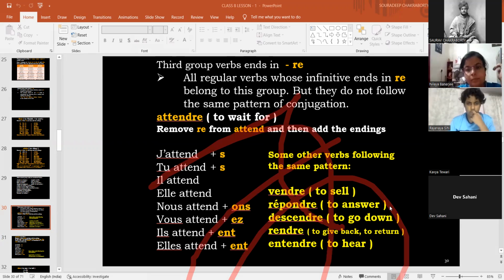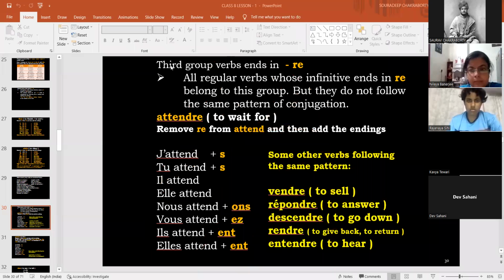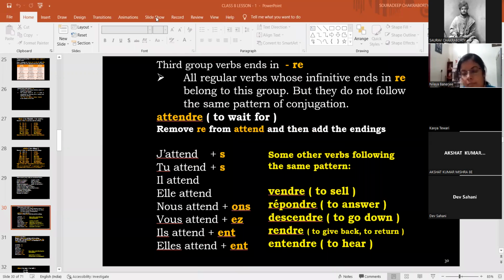Who is this? Akshat Kumar Mishra. Akshat Kumar Mishra. What happened, Akshat? Are you interested or you want to leave? Sir, no, please sir, I'm interested. If you're not interested, you can leave.